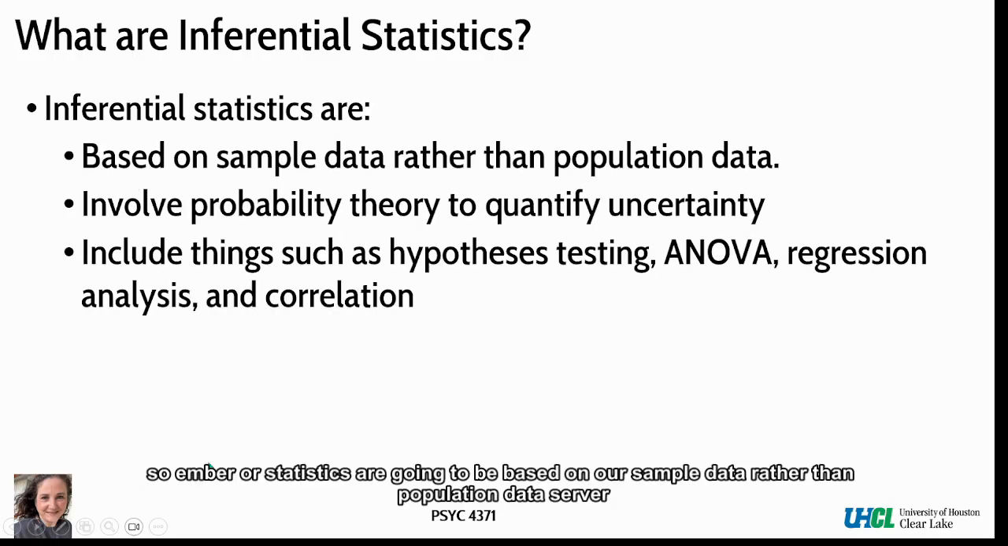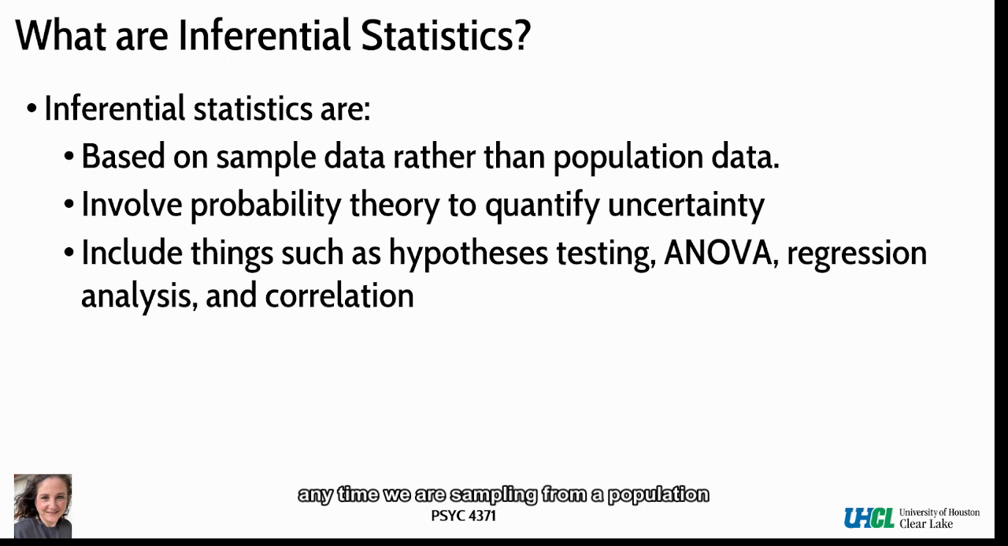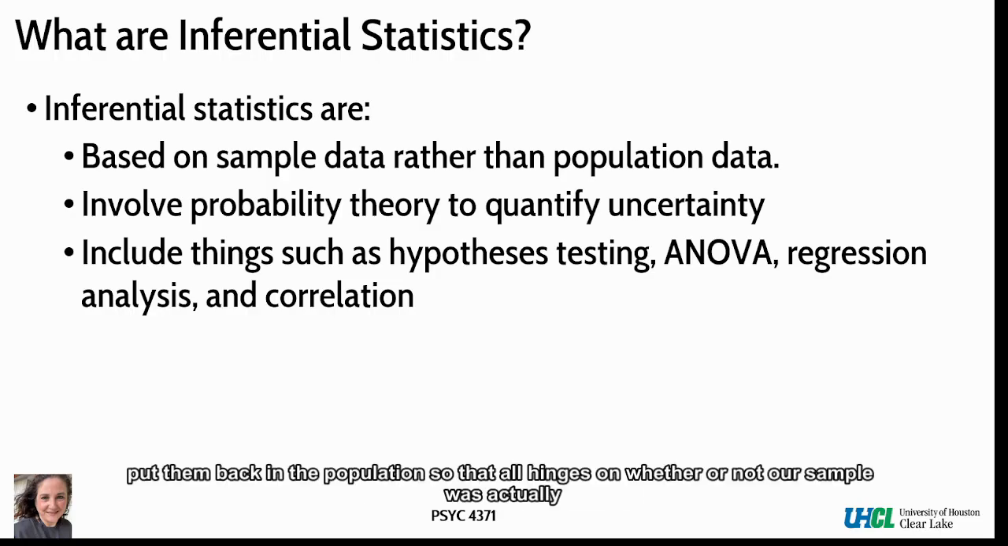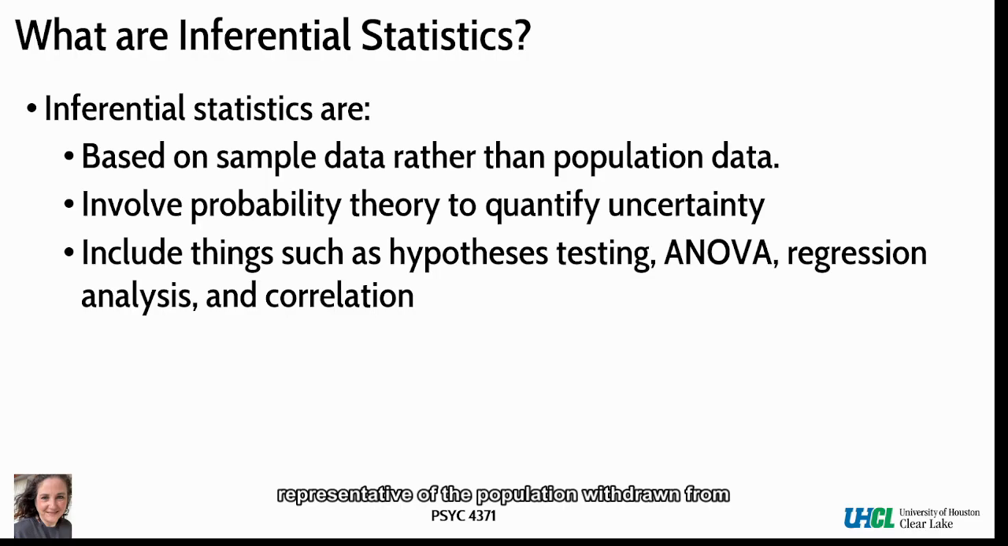Inferential statistics are going to be based on our sample data rather than population data. So remember, anytime we are sampling from a population, we want that sample to be representative because we want to have high external validity in our research. We want to be able to take the conclusions from that sample and put them back in the population. So that all hinges on whether or not our sample was actually representative of the population it was drawn from.